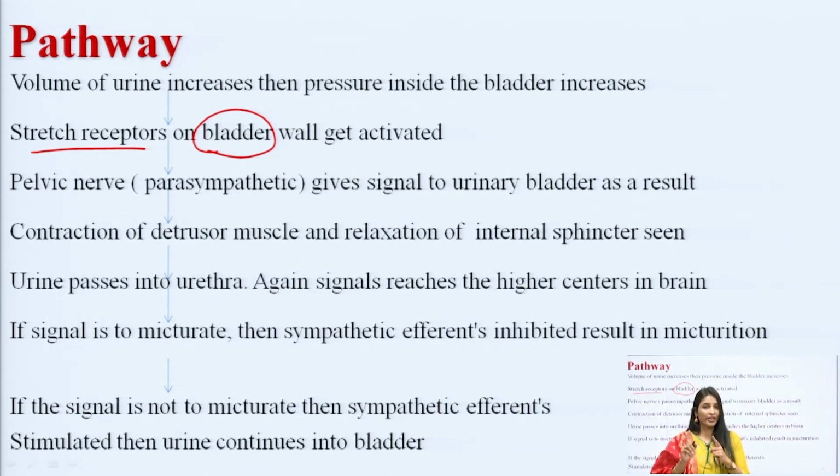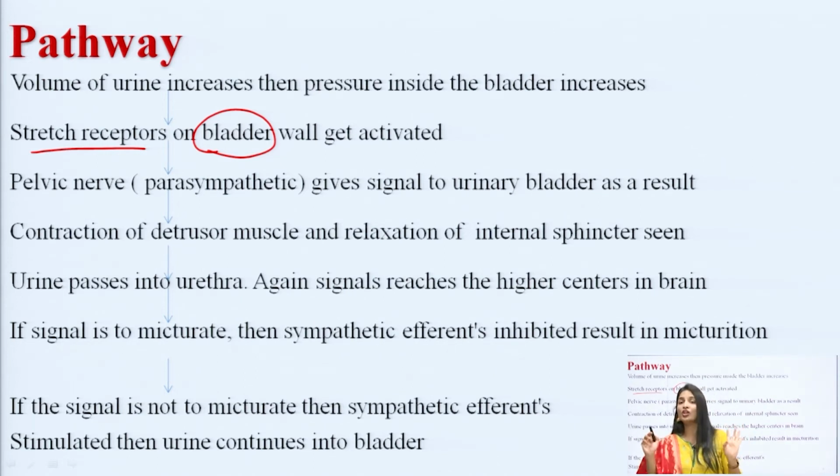The pelvic nerve. What is the pelvic nerve? The pelvic nerve is a parasympathetic nerve. So the parasympathetic nerve will give the signal to the urinary bladder. When it receives the signal from the parasympathetic nerve, what is going to happen? Contraction of detrusor muscle, right? So whenever you hear parasympathetic nerve, remember the bladder is going to empty. And whenever you hear sympathetic nerve, the hypogastric nerve, it means the bladder is going to fill with urine.